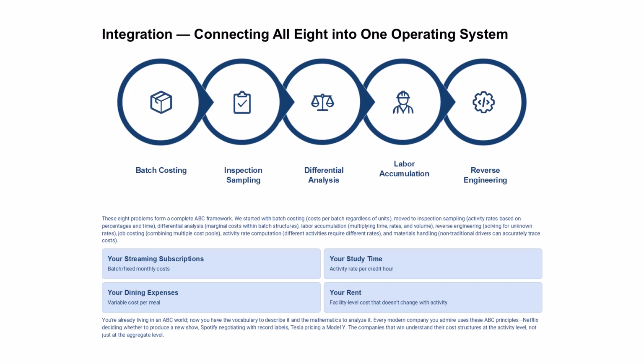The companies that win are the ones that understand their cost structures at the activity level, not just at the aggregate level. Your exam will test these 8 problem types, but your career will test them continuously. Whether you become a CFO analyzing factory costs, a consultant optimizing client operations, an entrepreneur pricing your products, or a manager budgeting your department, these 8 foundational skills will serve you. Where the numbers speak, we must listen, and ABC gives us ears to hear what the numbers are actually telling us about how resources flow through organizations.